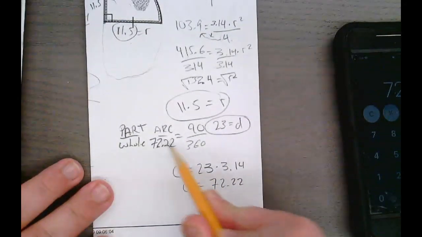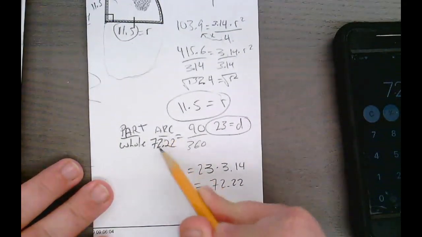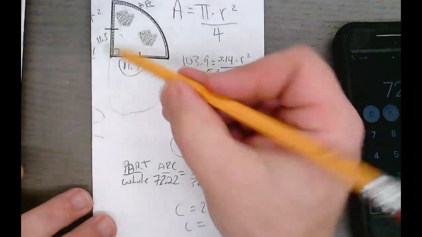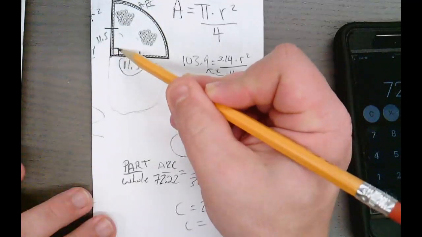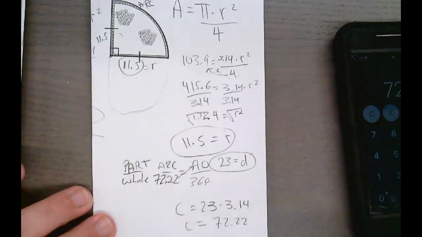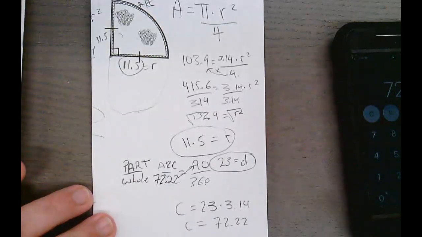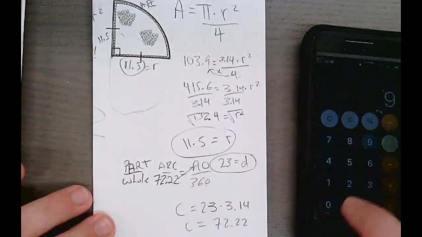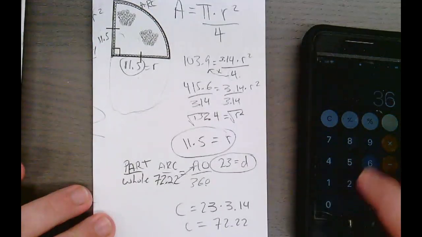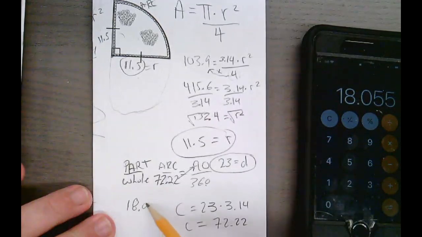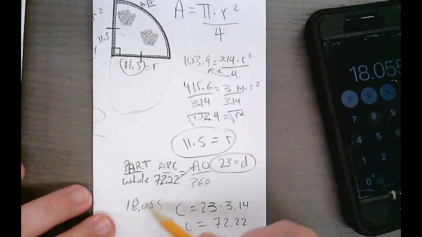Then this is a proportion. So 72.22 is the total circumference. The total possible degrees in a circle are 360. Because I have this little square here, it's 90 degrees. So we can go this times that, divided by that. So we do the opposite operation. 72.22 times 90 divided by 360 gives us the answer of 18.055. So this is the arc.